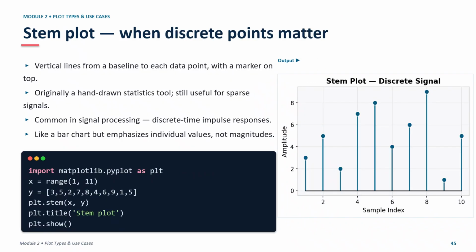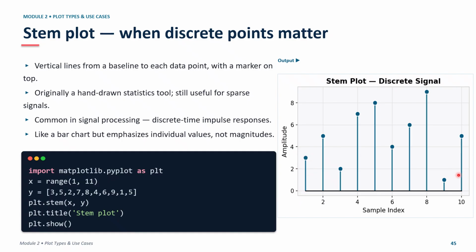Stem plot is a more specialized chart that most of you have not encountered before. It is a digitized descendant of a hand-drawn exploratory data analysis tool. For each and every data point, say x comma y, it draws a vertical line, which you call the stem, from the baseline y equals 0 up to the value with a marker. This marker, you call it a leaf, at the top.